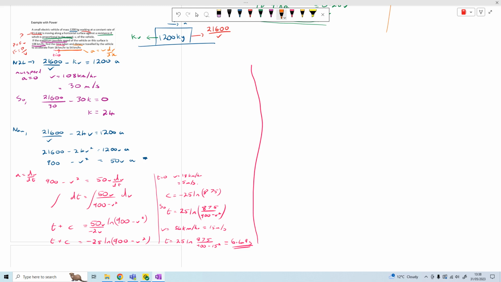Okay, so let's substitute it into my blue one by here that I had. Okay, the really, really important one. So I've got 900 minus v squared is 50v times v dv dx. Okay, and if you notice what we're going to have here, we're going to have something not very nice to deal with. So 900 minus v squared is 50v squared dv dx. So let's do my rearranging like we normally do. I've got dx on this side, then I've got 50v squared over 900 minus v squared dv.